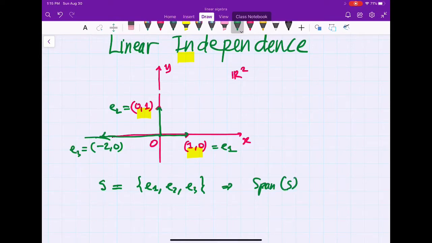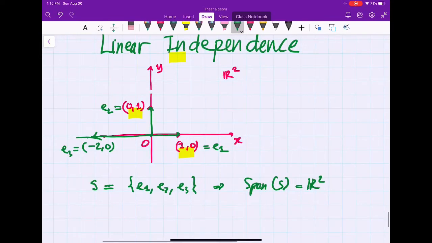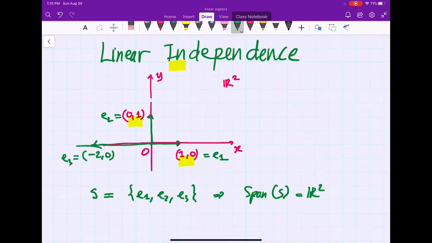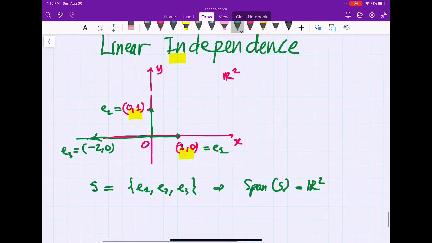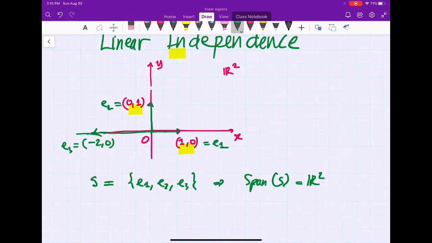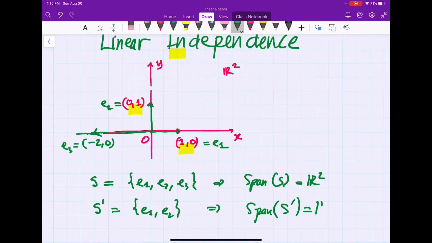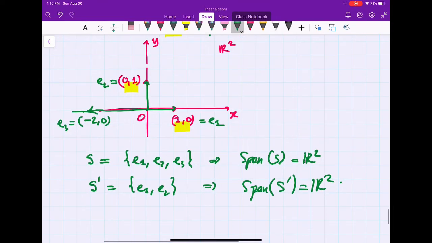Does that make sense? Because any vector can be represented as a linear combination of E1 and E2. So, you add one more vector, which is better, right? But sometimes you think that is better, but sometimes that is not better, okay? But that is the main purpose of this video. So yeah, actually span S is R2, but at the same time, if you have S prime, that is just E1, E2, right? And then span of S prime is also R2. So what is the difference between these two?